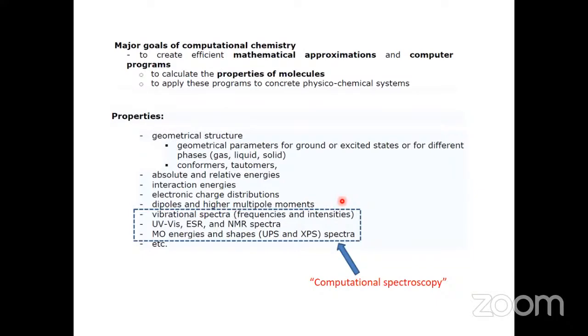So there is an important material property, which we call non-linear optical property. And whenever we talk about vibrational spectroscopy, that is frequencies as well as intensities, UV-visible spectroscopy, electron spin resonance, NMR spectroscopy, and apart from that, molecular orbital energies and shapes using UPS and X-ray systems, sometimes it is called computational spectroscopy.